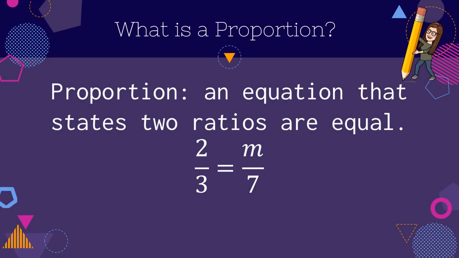Let's go over a few definitions first. A proportion is an equation that states two ratios are equal. Last week we talked about how a ratio compares two values. This lesson, we're going to take two separate ratios and set them equal to each other. We call this a proportion.